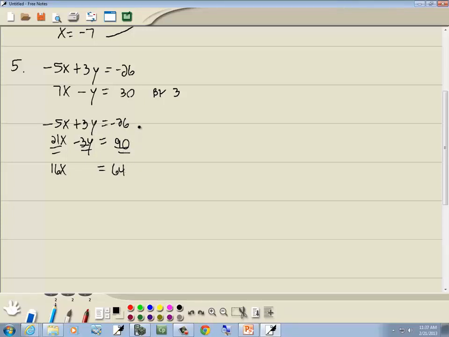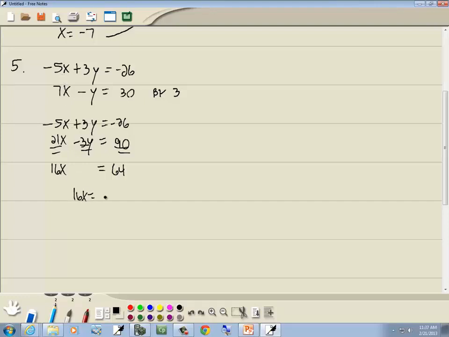Like that. Now again, your goal is that they're different signs. See how the y's were different signs? One was positive, one was negative. And they have the same number in front of the variable, like a 3 and a 3 here. Now, you don't have to eliminate the y's. We could have eliminated the x's. That's what we could have tried. But that would have been a little harder on this problem.